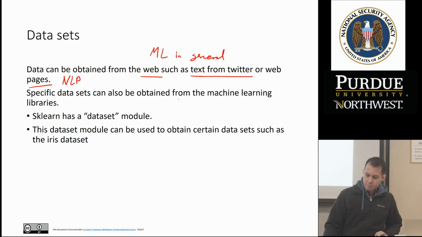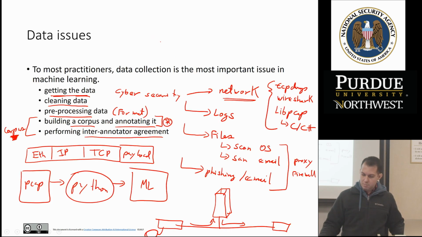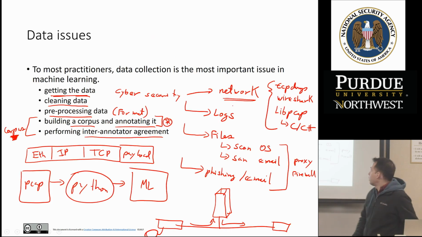Data sets can also be obtained. So, this is the source for our cyber, as I explained. Our sources can be these ones, right? The network, logs, files, phishing, email, etc.